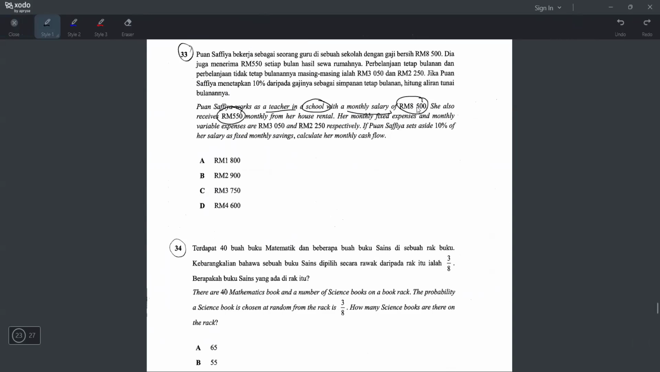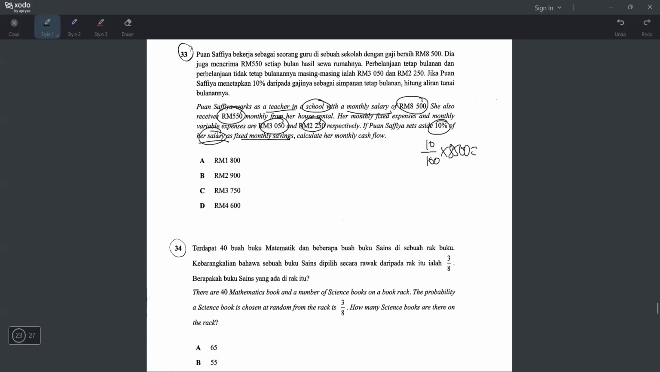Her monthly fixed expenses is 3050. So these are all expenses, perbelanjaan. So later have to minus this lah. If Puan Safia set aside 10% of her salary as fixed savings, calculate her monthly cash flow. Okay, straight away take 10% times with, okay, they say 10% of salary used for saving. For salary, salary berapa? 8500.